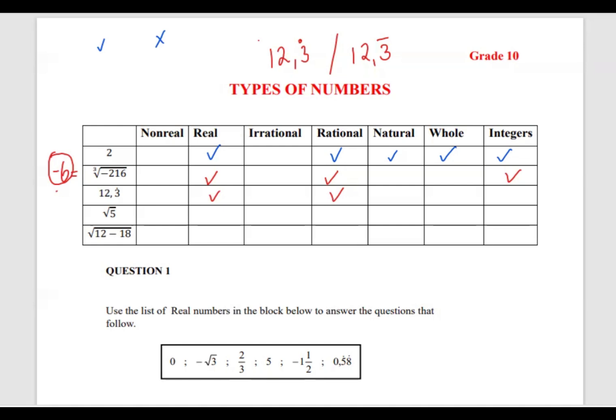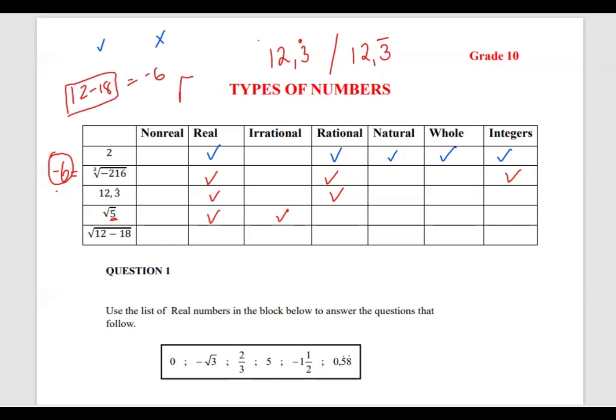Then the square root of 5, we know that 5 is not a perfect square. We cannot find this number that easily, so there are decimals involved. So of course, this is a real number, and it's going to be irrational, okay? And if it's irrational, it cannot be rational. Automatically, all the other categories just fall away. Then lastly, we have the square root of 12 minus 18. So we know that 12 minus 18 gives us negative 6.